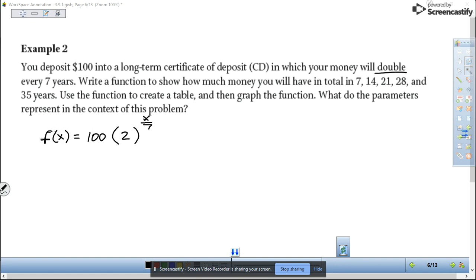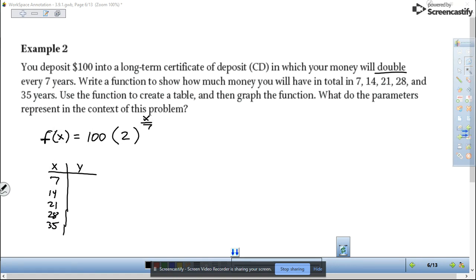A lot of us still aren't understanding that concept. So in 7 years it'll double 1 time. All right, so we have x and y. We don't have anything added onto it, so I don't have to worry about any of that. So we want to do 7, 14, 21, 28, and 35.